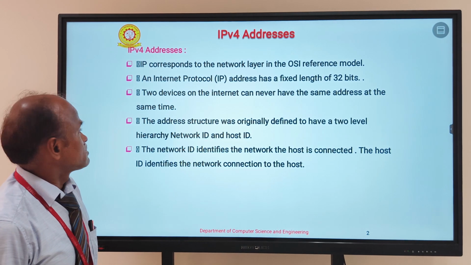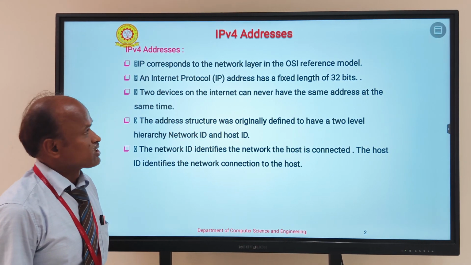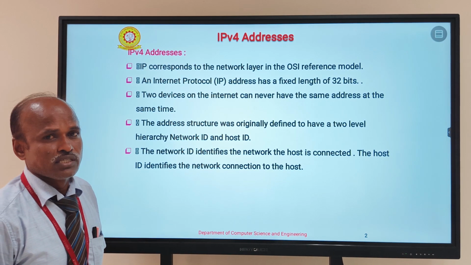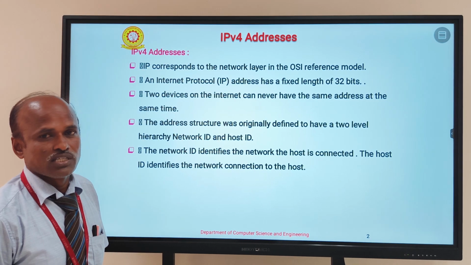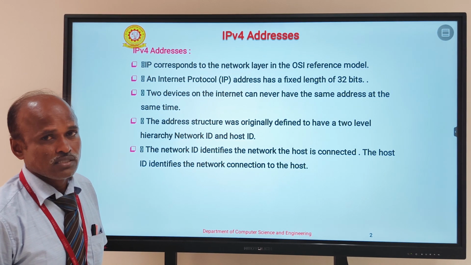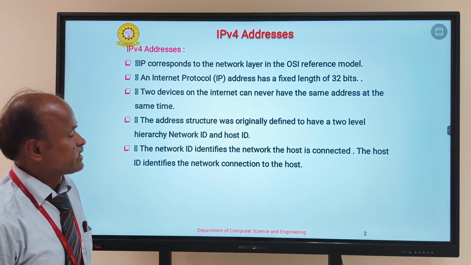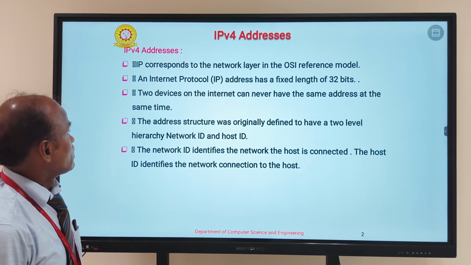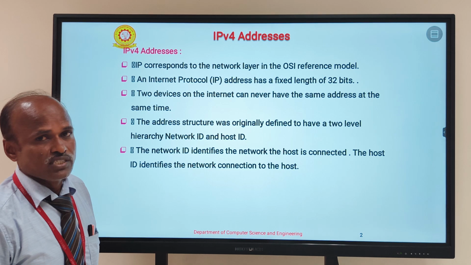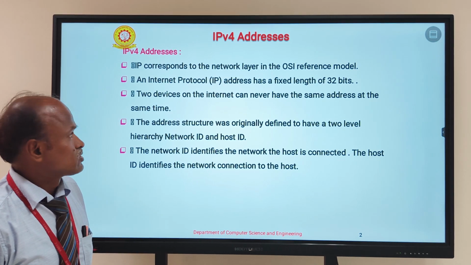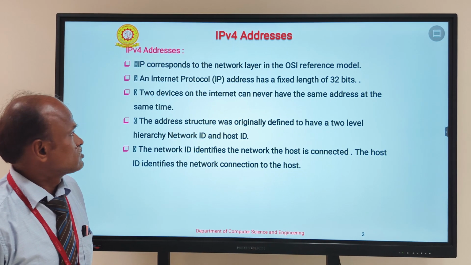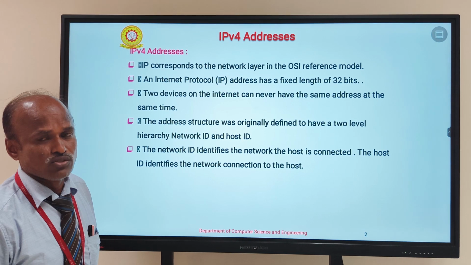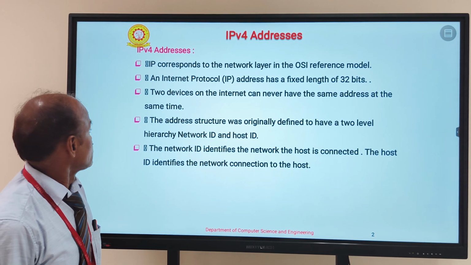So this IP corresponds to the network layer in the OSI reference model. In networking, the OSI reference model has 7 different types of layers, and one of them is the network layer. So IP corresponds to the network layer in the OSI model. Then the Internet protocol has a fixed length of 32 bits. So the total size is 32 bits only, and any IP address we use is within these 32 bits.